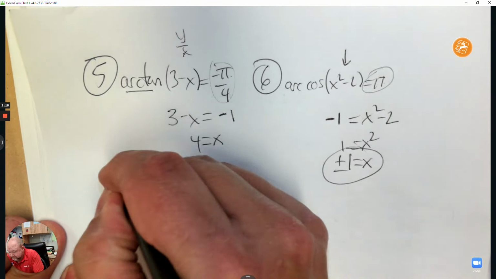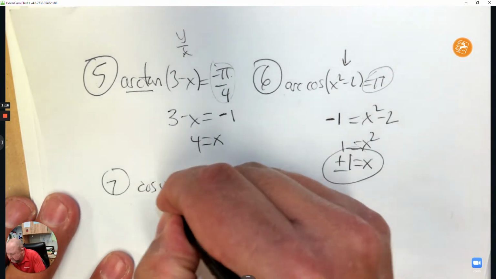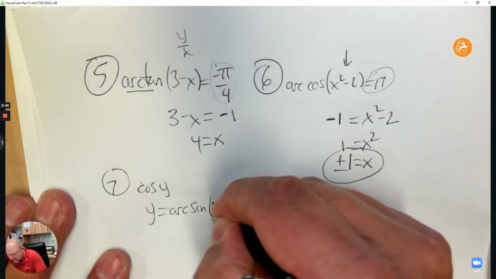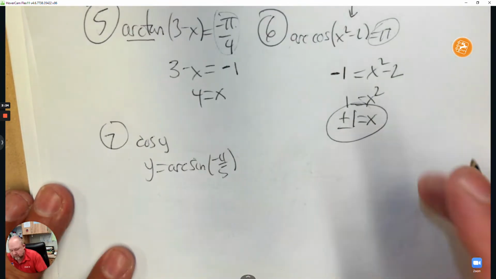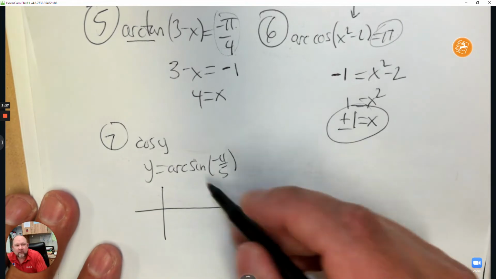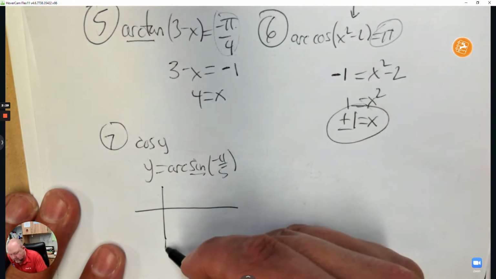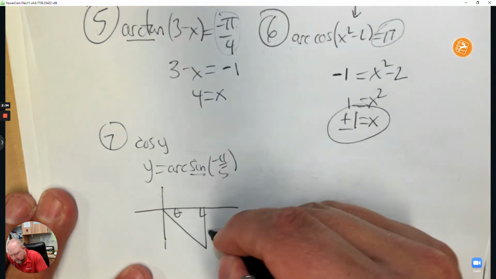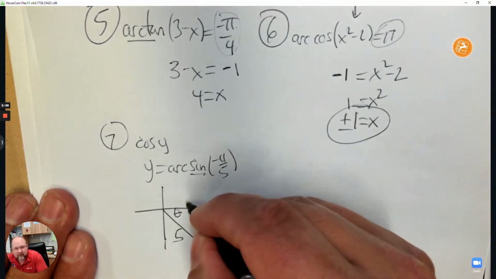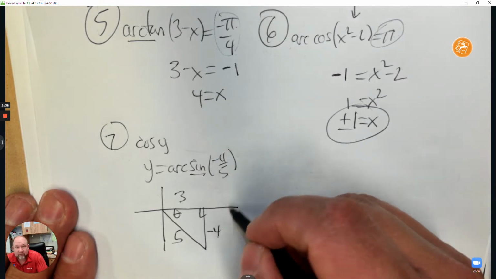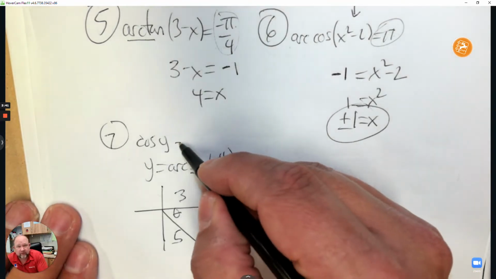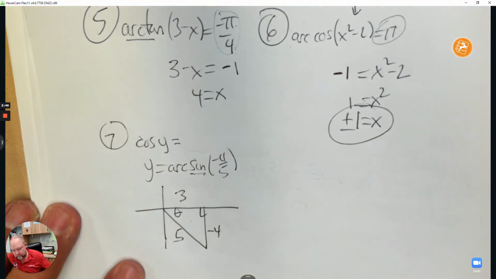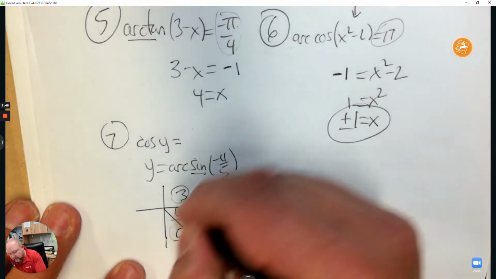Number 7, cosine y, where y equals arc sine of negative 4 over 5. For this one, I'm going to draw a triangle. So for sine, this is going to be in quadrant number 4. And so think of it as opposite over hypotenuse. This is a 3, 4, 5 triangle, or you can use the Pythagorean theorem. So cosine y then would equal 3 over 5, because it's adjacent over hypotenuse.